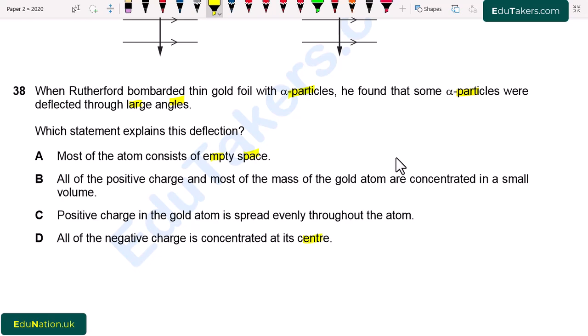So from here, when some alpha particles were deflected at large angles, it means that all the positive charge and most of the mass of the gold atom is concentrated in a very small volume, so that when the alpha particle comes here, it is deflected at a large angle. So from here option B is correct. I circle option B.